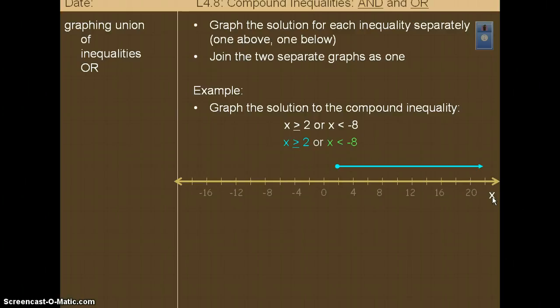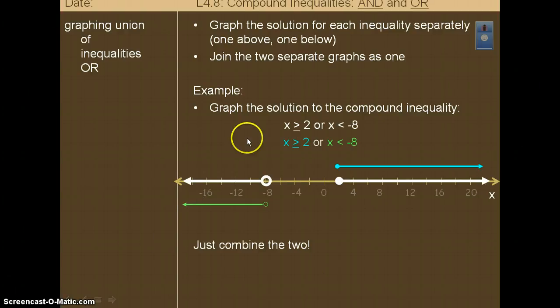My inequality for the green, or the second inequality, will be graphed below. An open circle at -8, since x is less than -8, I'm shading to the left. And I just combine these two graphs as one. In this case, they're two separate graphs, they don't even touch, but all the solutions are represented with the white rays. One of them where the endpoint is included, one of them where the endpoint is not included. Or excuse me, included and not included. Those are our two examples.